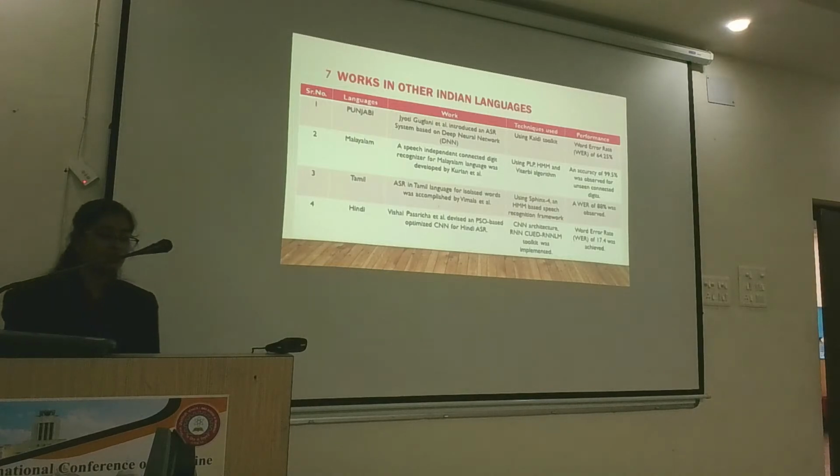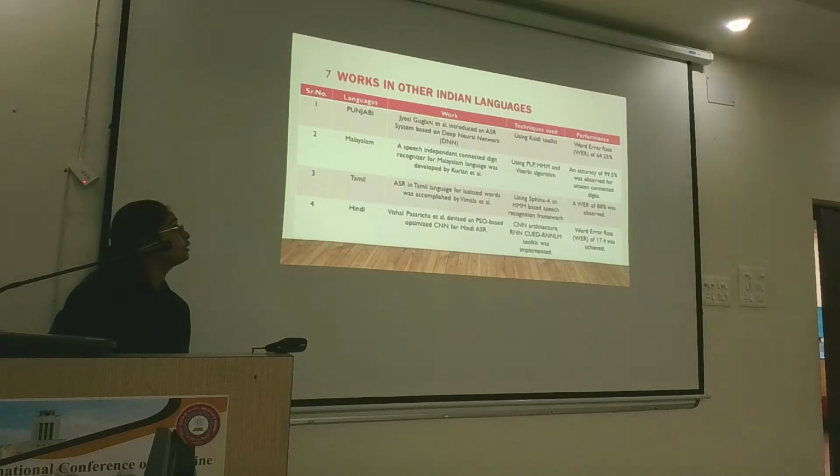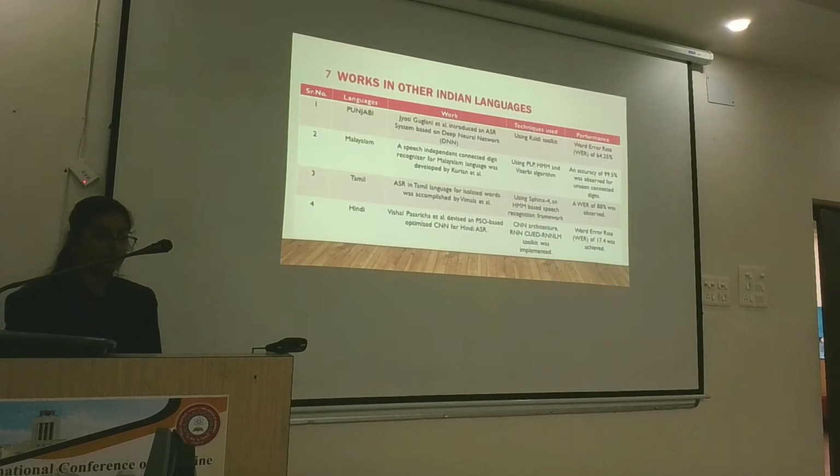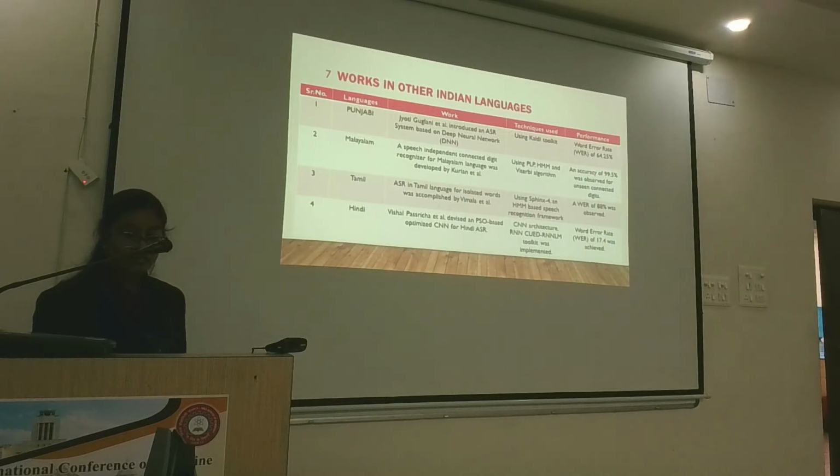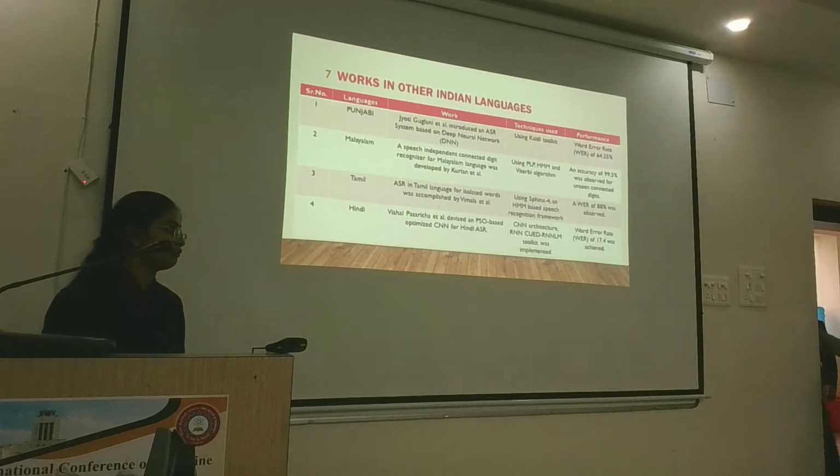These are the related works in other languages. Like in Punjabi, Jyoti Guglani has introduced an ASR system using deep neural networks with the Kaldi toolkit, with a word error rate of 64.25%. Whereas in Malayalam, a speaker-independent connected digit recognizer for the Malayalam language was developed using PLP, HMM, and Butterworth algorithm, achieving an accuracy of 99.5%.